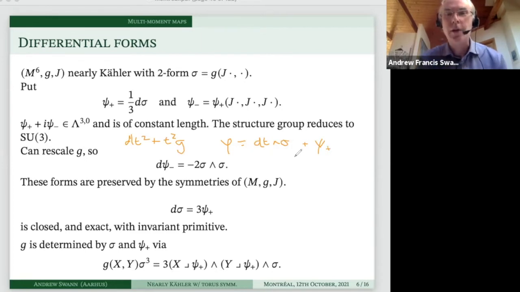So, up to your signs and conventions, but yeah. And the Hodge dual of that is dt wedge psi minus. And then I think there's probably a half on the sigma squared.